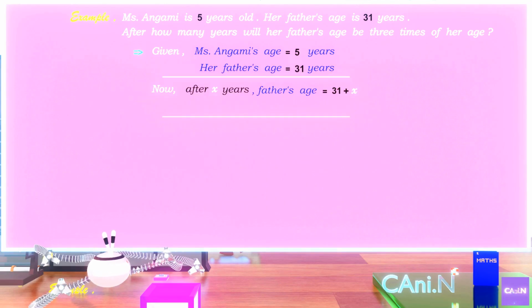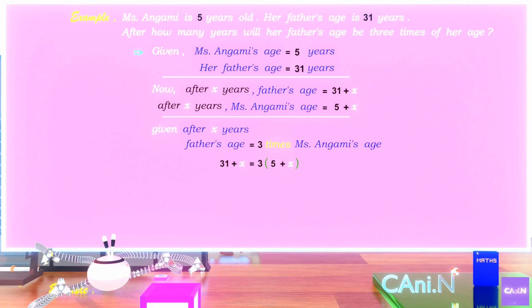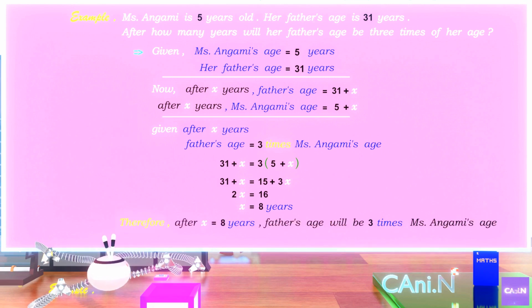Now, after x years, father's age will be 31 plus x. After x years, Miss Angami's age will be 5 plus x. Given, after x years, father's age equals 3 times Miss Angami's age. So, 31 plus x equals 3 into 5 plus x. 2x equals 16. x equals 8 years. Therefore, after 8 years, father's age will be 3 times Miss Angami's age.